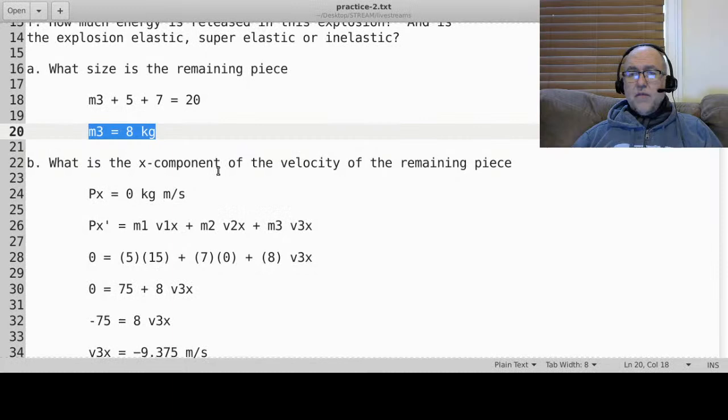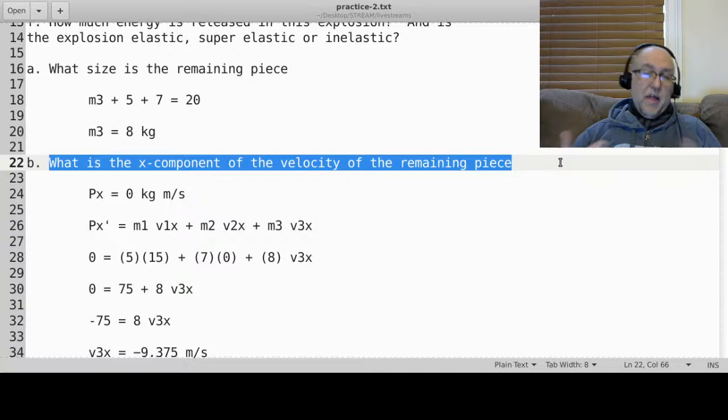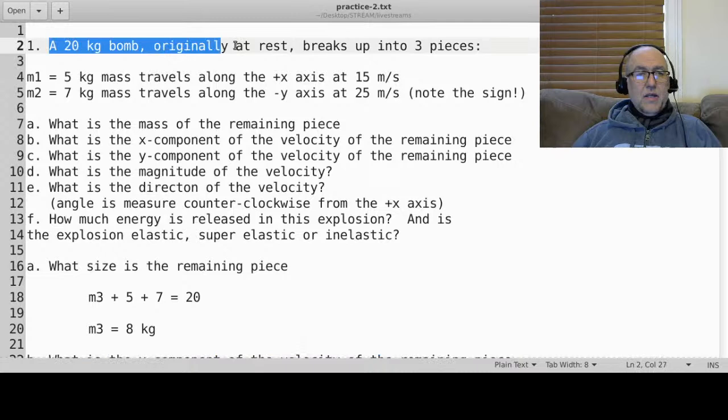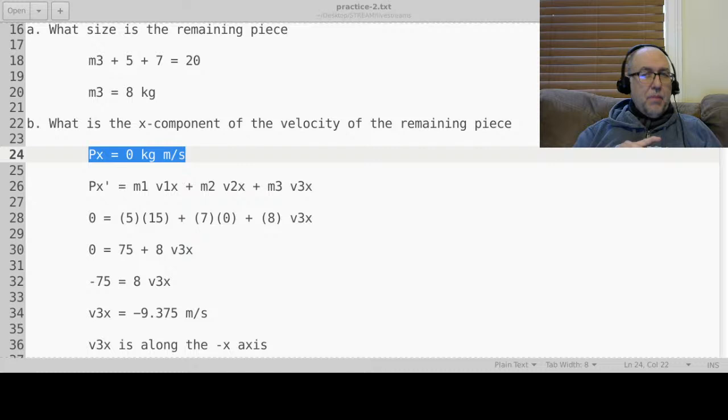The second one is, what's the x component of velocity of the remaining piece, or of that third piece? Okay, so the momentum before, because the 20 kilogram bomb starts at rest, either its x or its y component is going to be zero. Because if it's not moving, it's got no momentum. So remember what momentum is, or how it's defined in more primitive terms. It's m times v, mass times the velocity.